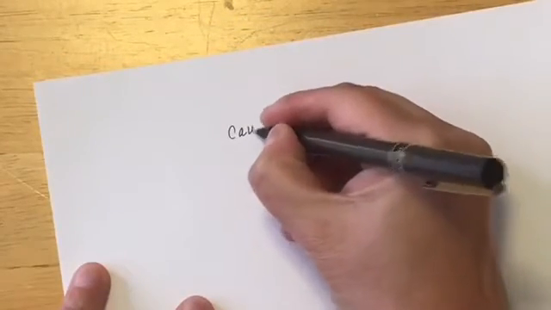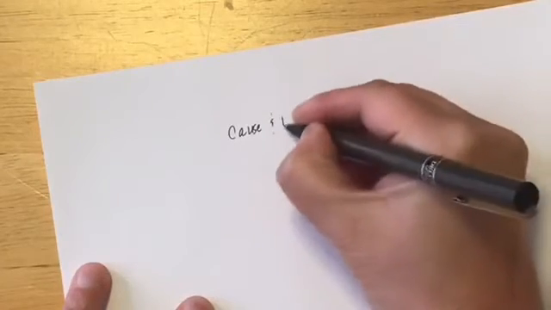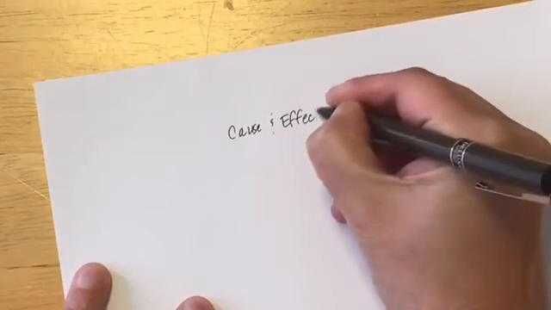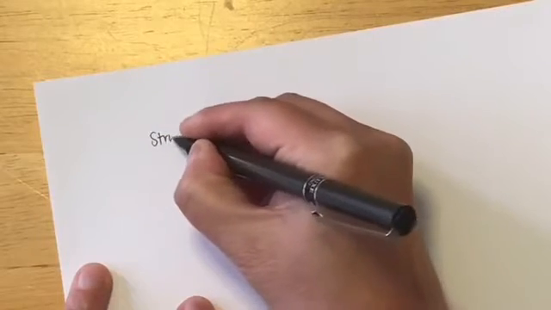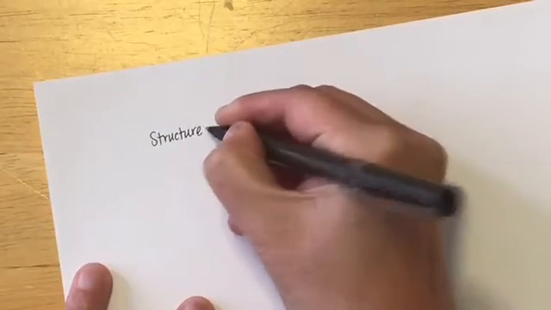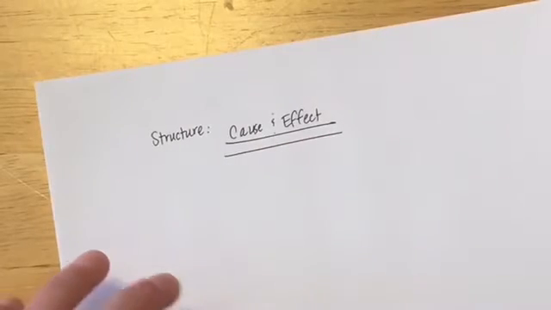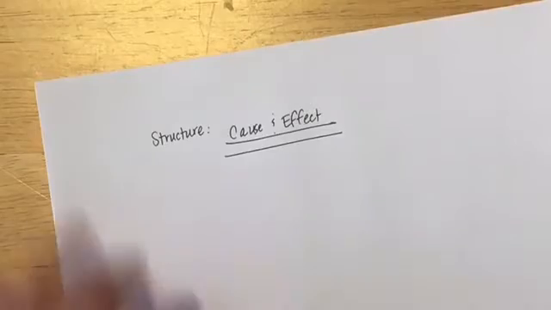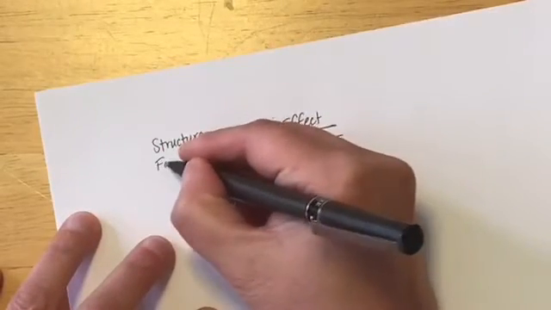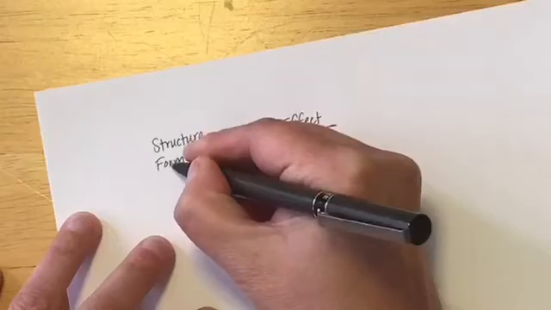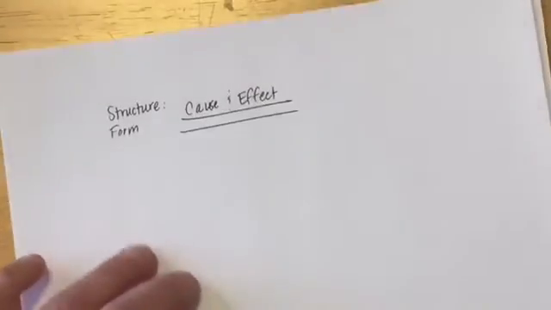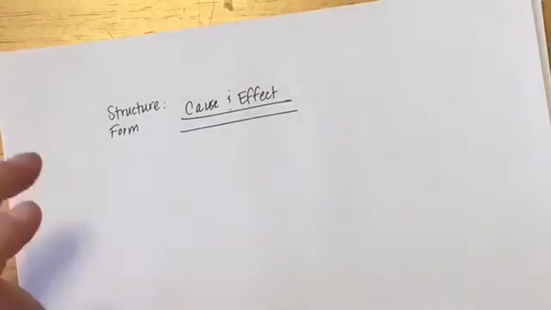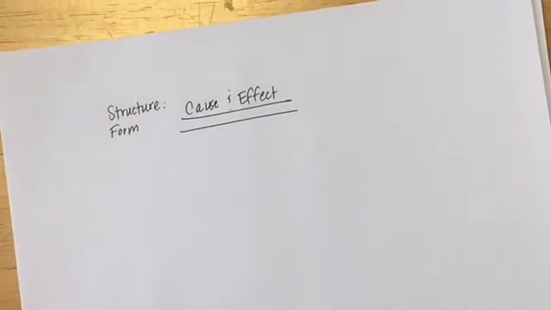So I'm just going to label my structure again. And sometimes we hear the idea that readers and writers are supposed to be able to talk about the content of their work and also the form. So this is another way to think of form. As a writer, you're not only thinking about what you're putting into the work, but you're also thinking about how that work is going to be shaped.